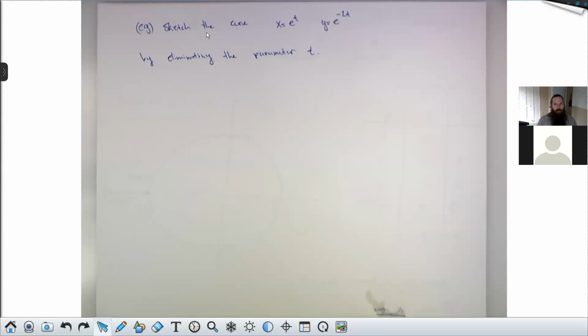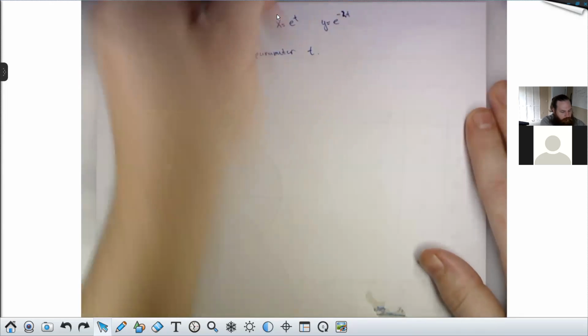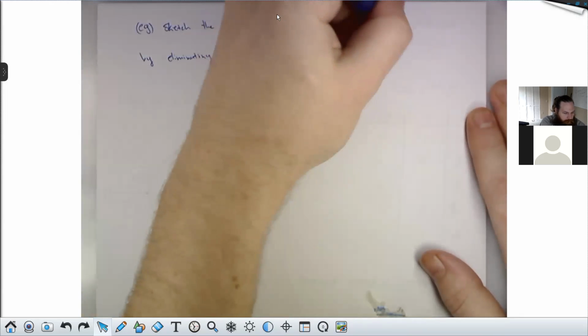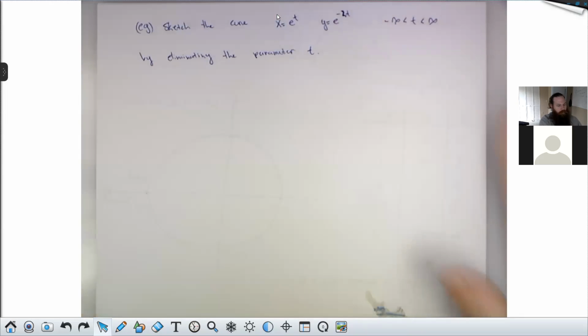Okay. So if they don't specify t values, they don't give you an interval of t values to use, you're free to assume that t runs from negative infinity to infinity. Here they told me x of t is e to the t, y of t is e to the negative 2t. So is there any way I can take these and get rid of the t's to get a direct relationship between x and y? That's the question here. Any ideas?